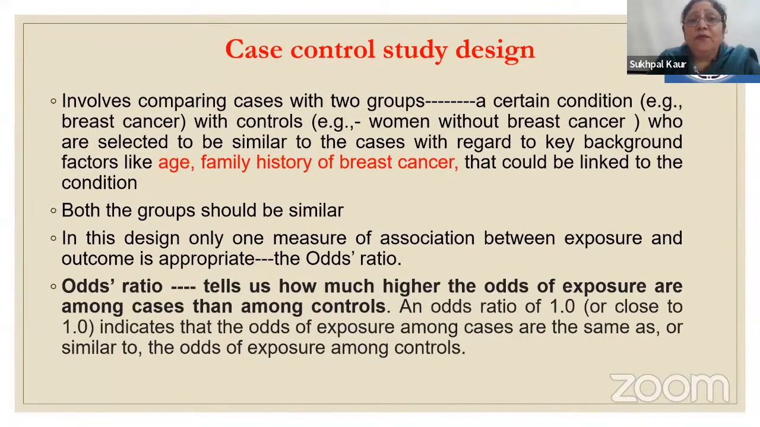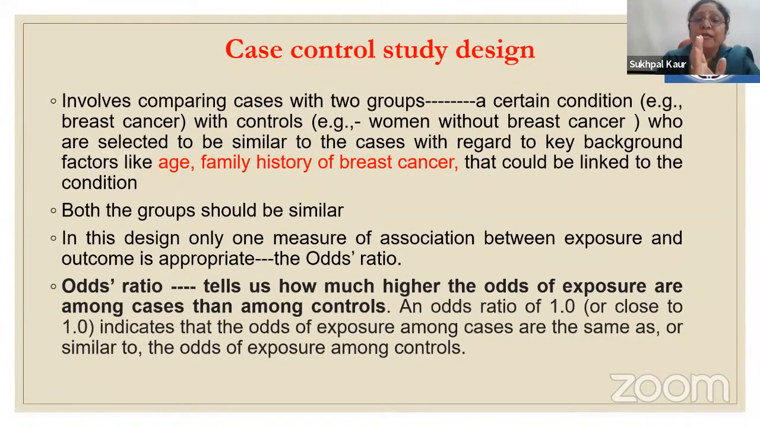So basically, it involves comparing the cases with a certain group. For example, it can be the people who are suffering from breast cancer at present, and the controls can be the women without breast cancer, who are selected to be similar to the cases with regard to key background. So in a case control study, it is important to understand that we always match the two groups with certain variables. For example, it can be the age, it can be the family history of breast cancer. So we can always look for these particular things.